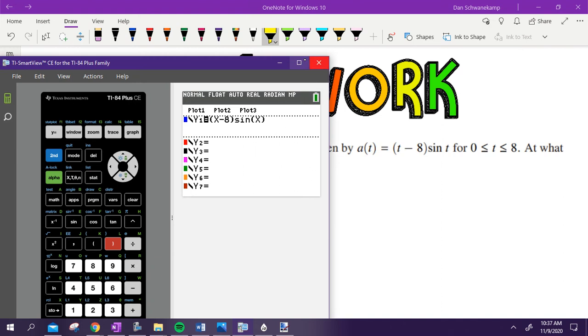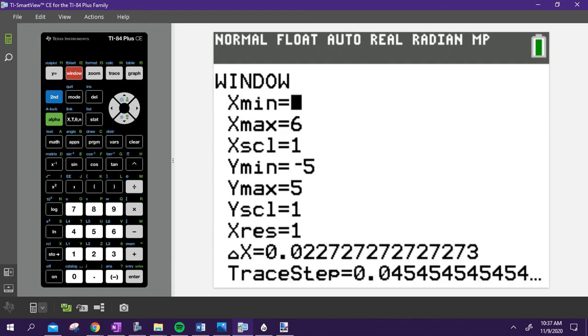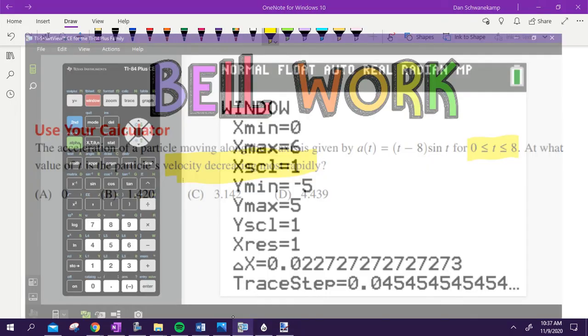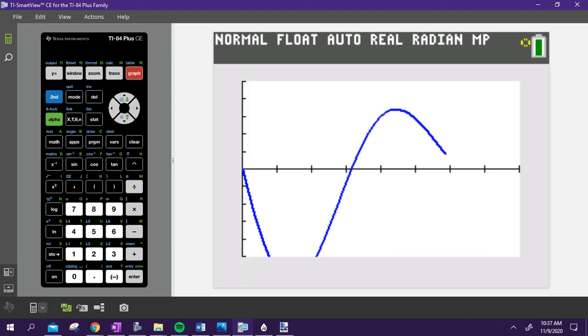Okay, so I pulled up my calculator. I typed in that equation right there. I want to make sure you're in radians. If you're not in radians in my class, it'll always be wrong. Calculus is always in radians. We're going to change the window. The window on this problem said from 0 until 8. So we're going to go from 0 to 8. And then let's graph that thing.